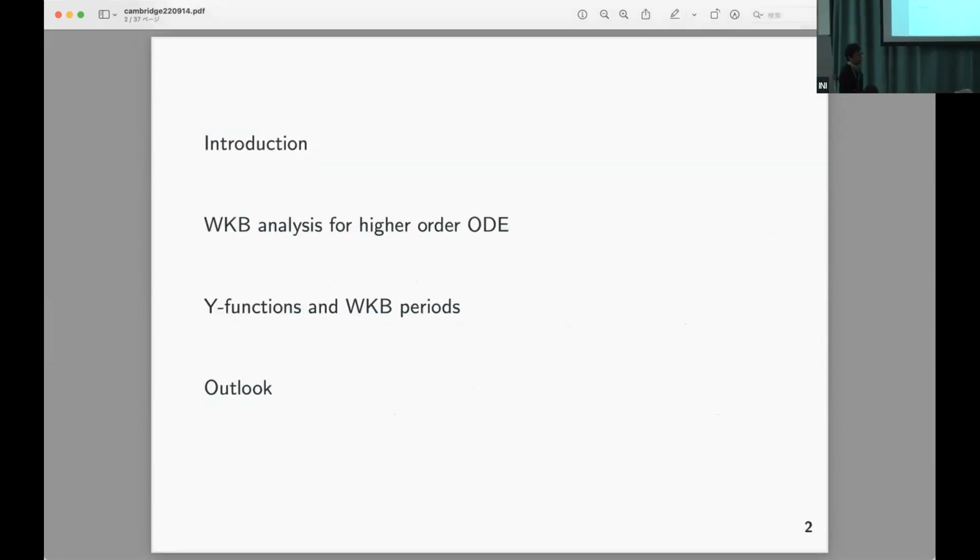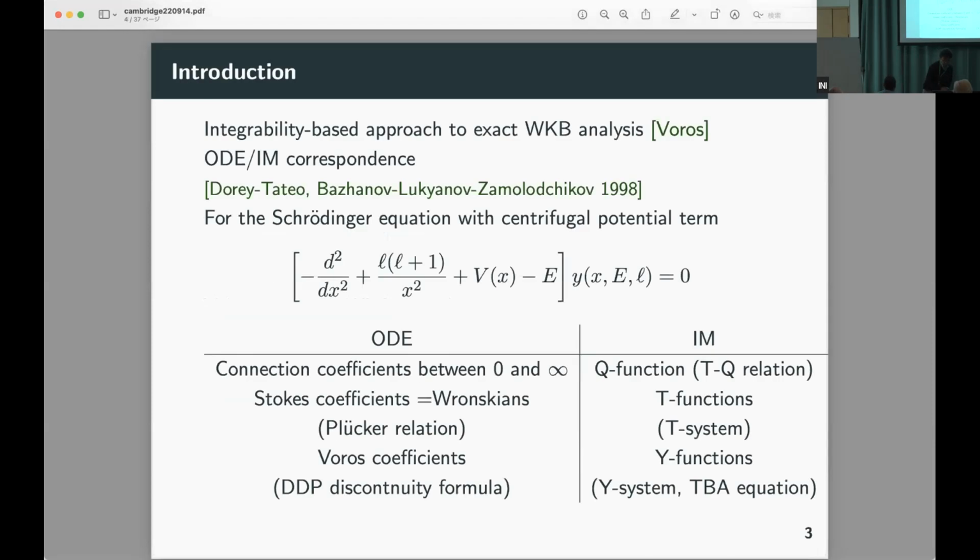So the topic of this talk is WKB analysis for higher order ODE and its relation to the integrable models. I mainly use the Y functions and their relation to the WKB periods. So let's start with the introduction. My talk is to explore some integrability-based approach to the exact WKB analysis. The main tool I use is the ODE/IM correspondence.